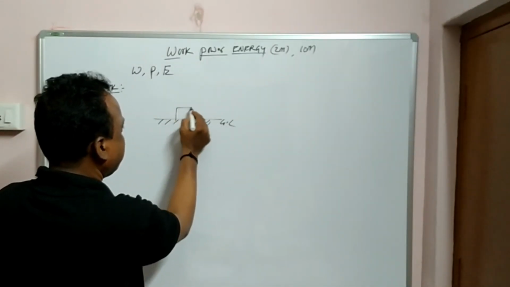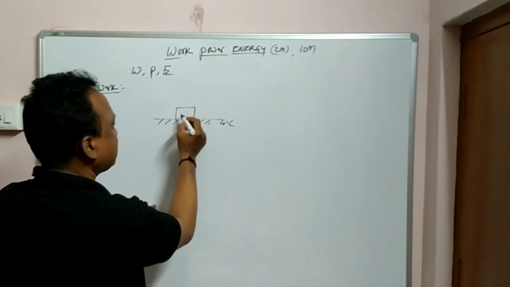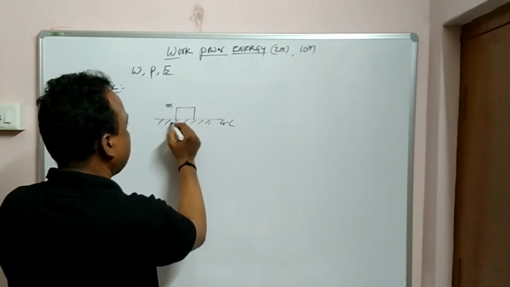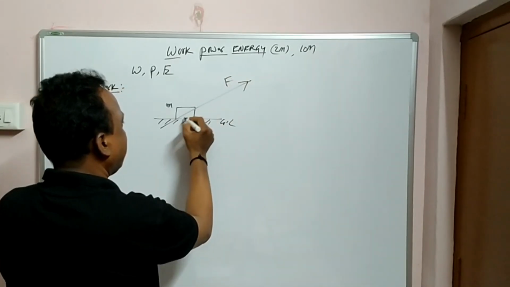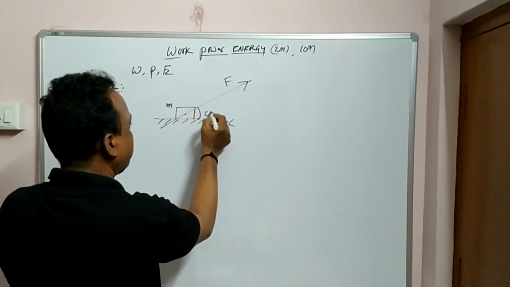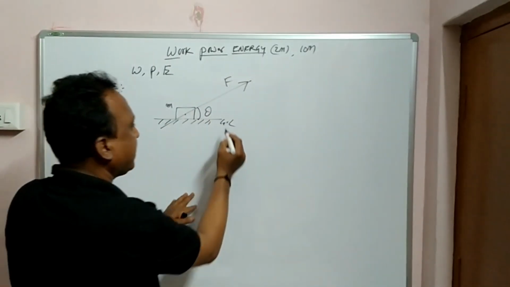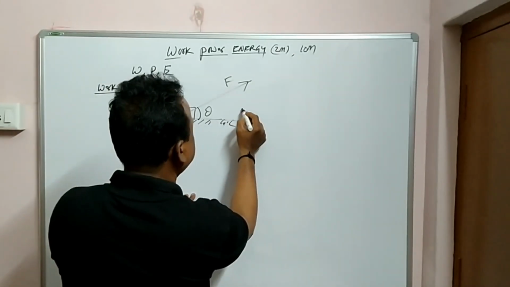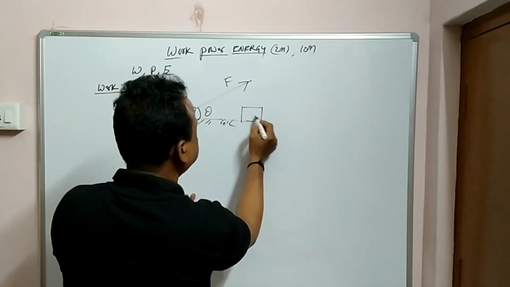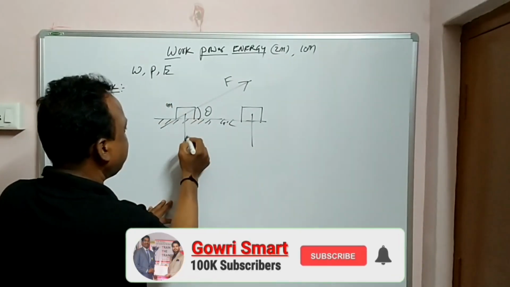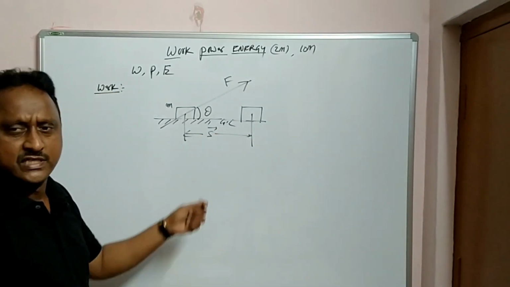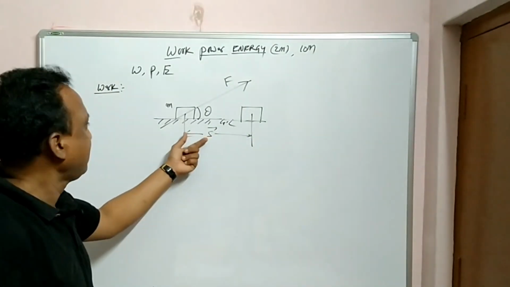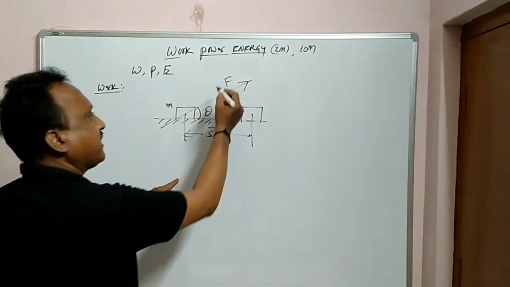On this a block is kept. Suppose this block is having a mass m and suppose it is pulled with a force F. Let the angle be some theta. Let this block be displaced, for example say to here. Let the displacement be some s, because displacement is a vector quantity. Okay, so force is also a vector quantity.